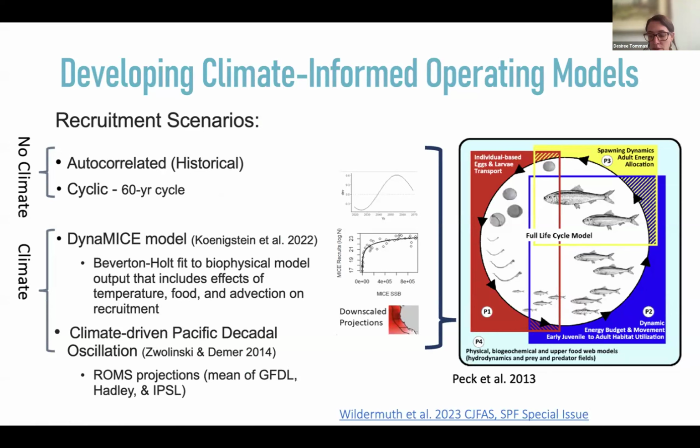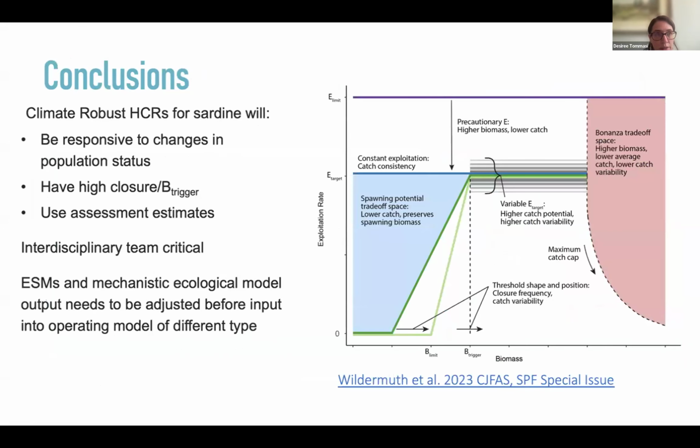And so we generated those different scenarios, and we tested the performance of the harvest strategies that you saw in the previous slide, given some performance metrics and management objectives. The high-level conclusion that we derived from this sardine MSC was that a climate-robust HCR for sardine will be responsive to changes in population status, have a high closure or B trigger that you can see here at a higher biomass, and use assessment estimates rather than survey estimates.